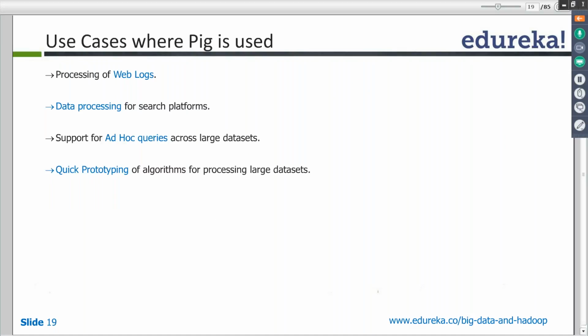Okay, so these are the places where Pig is used: processing web logs, data processing for search platforms, ad hoc queries, which we have been discussing till now, and quick prototyping. If you just want to prototype a specific algorithm, doing it in Pig would be very fast. I'll tell you a case where we use Pig.